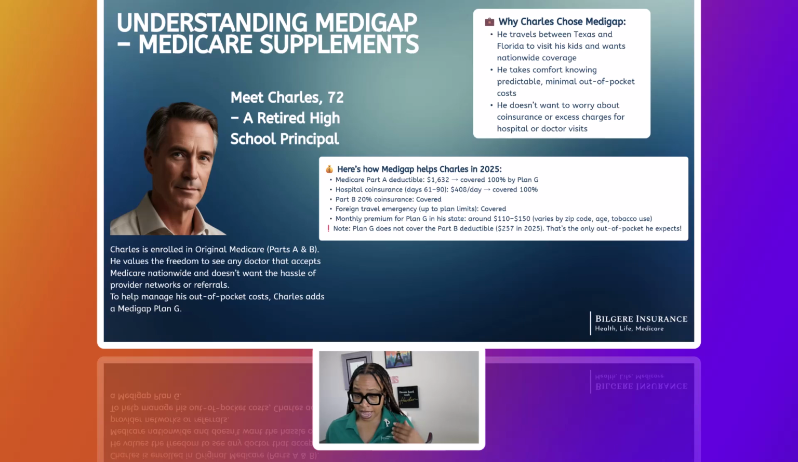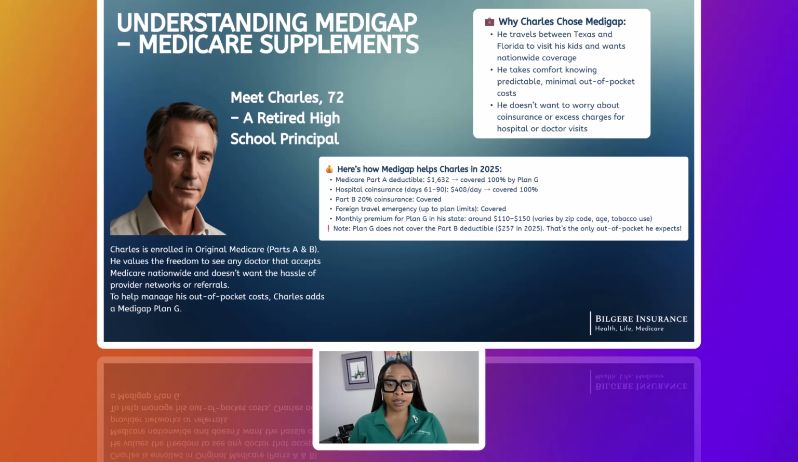But the Medicare Part A deductible is $1,632. If you have a Plan G, that's going to cover that completely. Your coinsurance, that daily cost, that's going to be covered. So basically, Medicare pays the 80%, and the out-of-pocket 20% that you would be required to pay, since you're paying for your premium, is going to be covered.